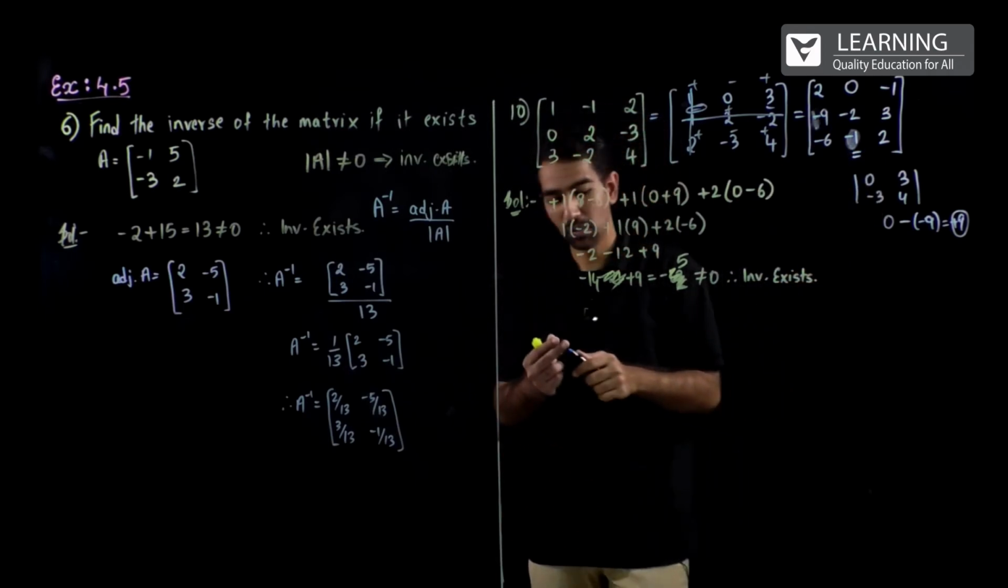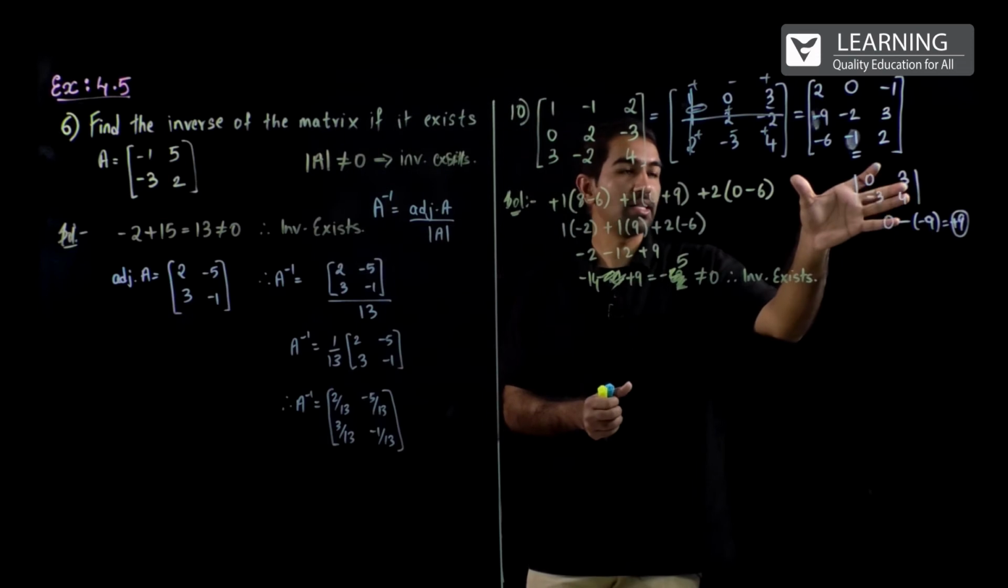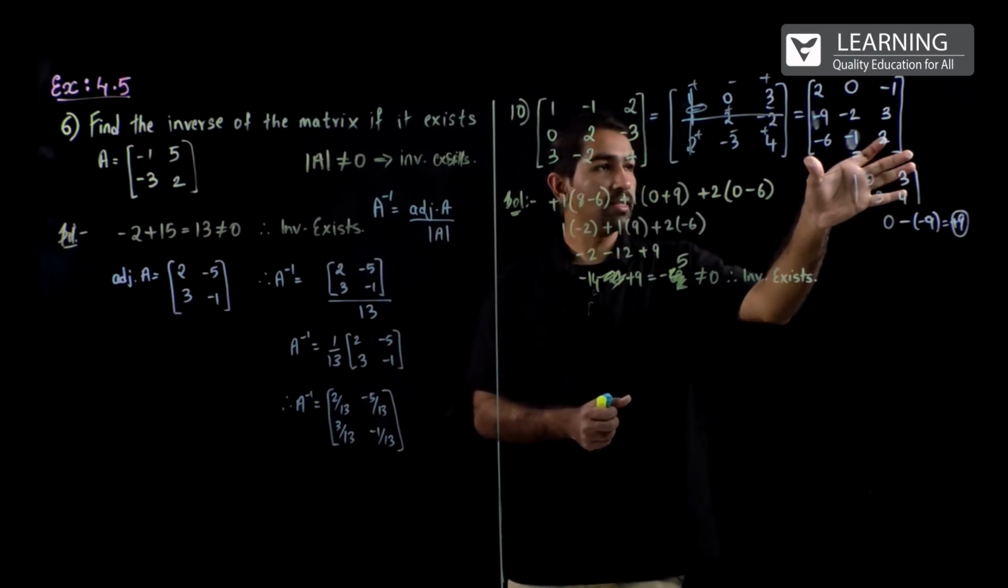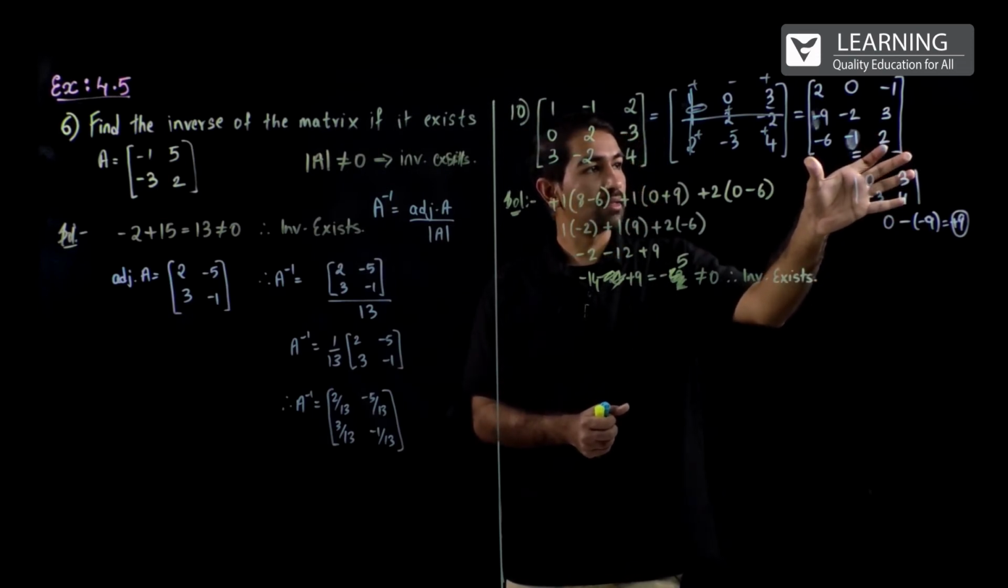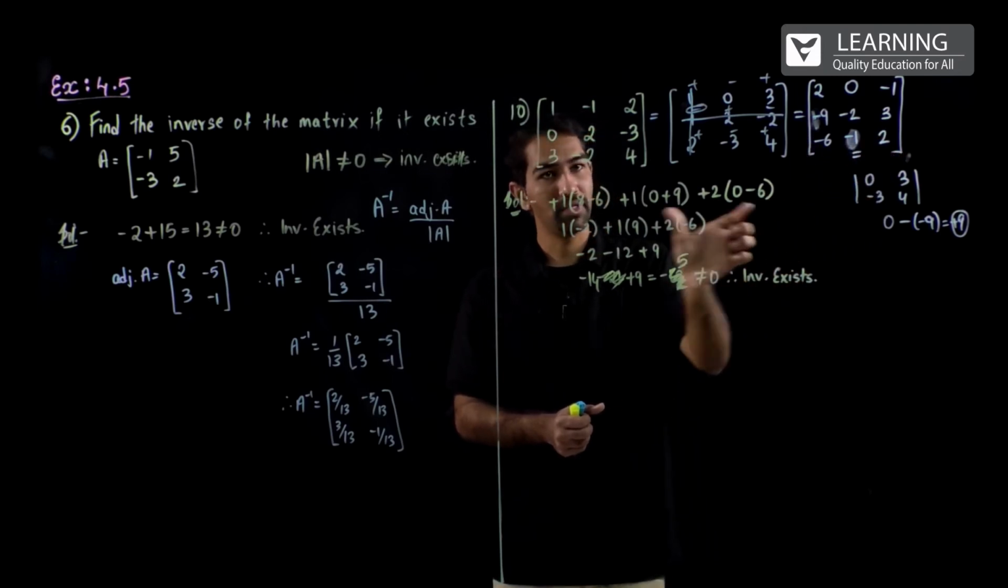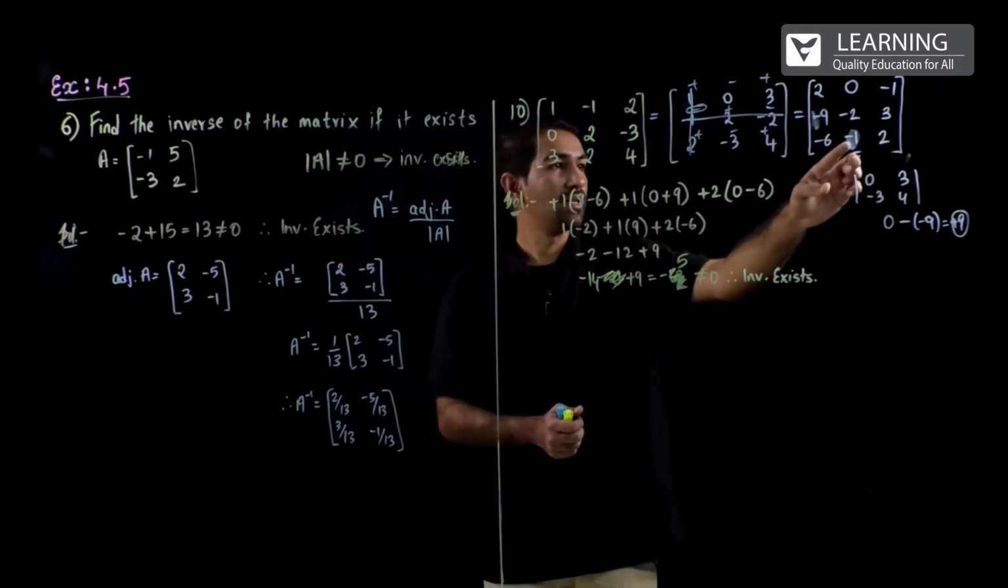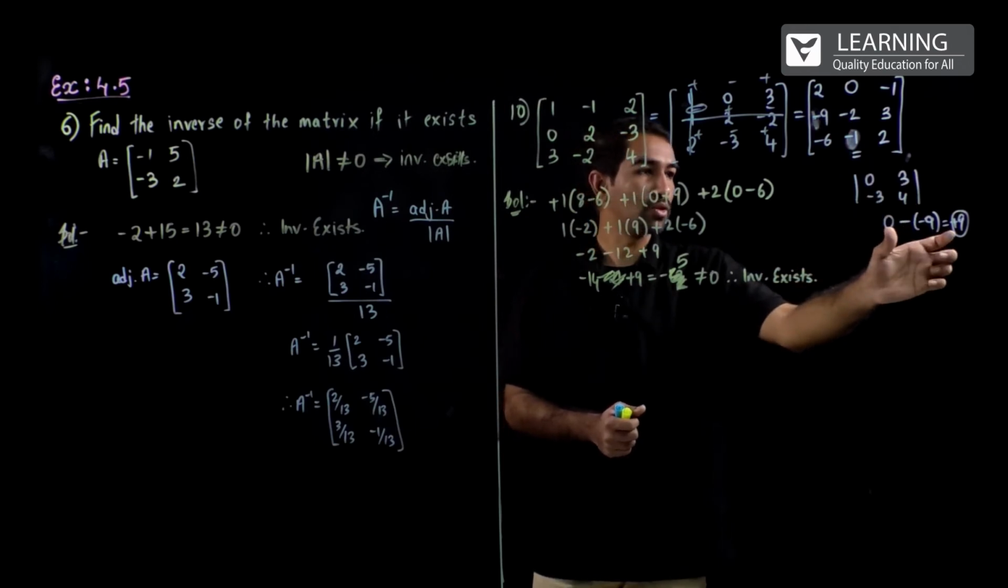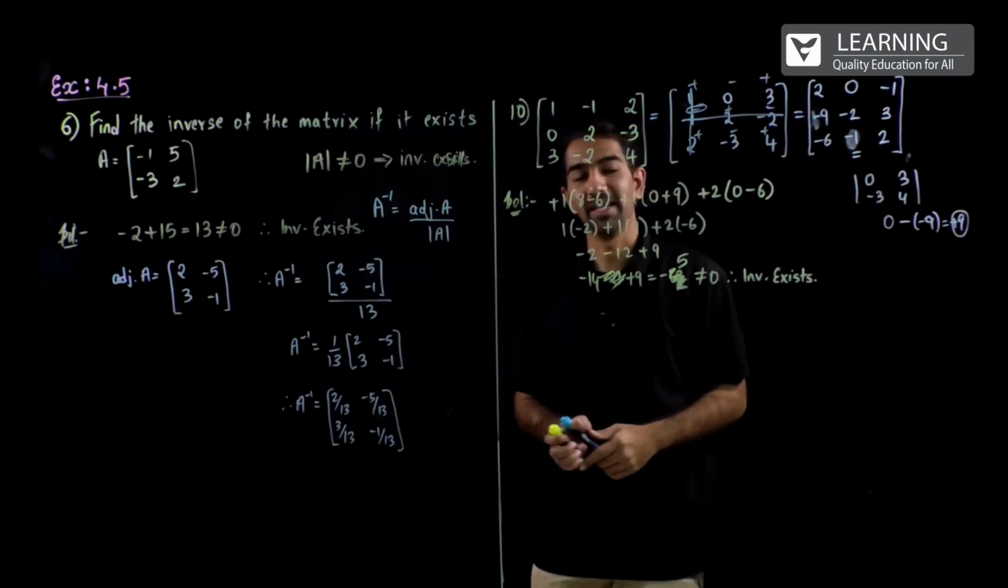So students, what you have to know here is, as I said before, whenever you're calculating the adjoint of A or the determinant of A, always cross check. There will be some minor mistakes, so you can avoid them if you cross check. Okay, moving on to the next one.